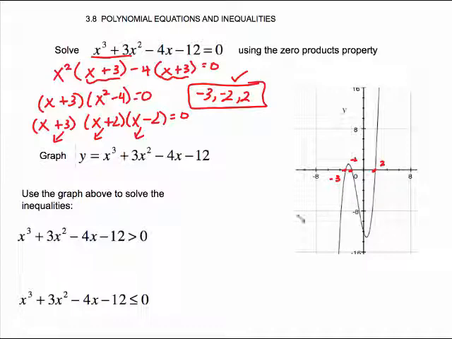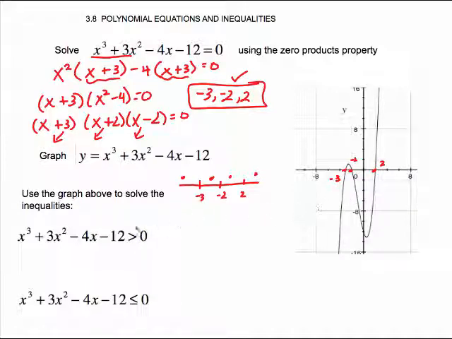Now, this is asking us to use this graph to solve these inequalities. In college algebra, we solve these inequalities by putting the numbers on a number line, negative 3, negative 2, positive 2, and then doing test points from each of these regions. Well, this is asking us to do it graphically, which is a lot easier.